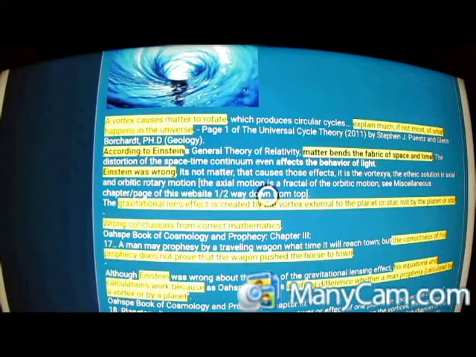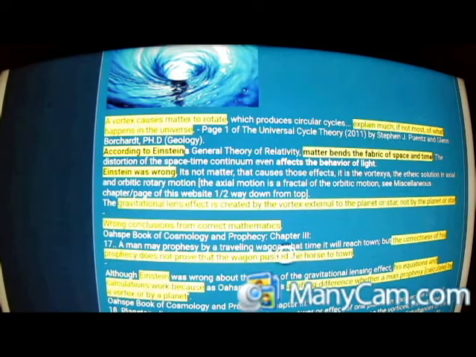The gravitational lens effect is created by the vortex external to the planet or star, not by the planet or star. Wrong, and here's what Oahspe says about wrong conclusions from correct mathematics. Oahspe Book of Cosmology and Prophecy, Chapter 3, verse 17. A man may prophesy by a traveling wagon what time it will reach town, but the correctness of his prophecy does not prove that the wagon pushed the horse to town.